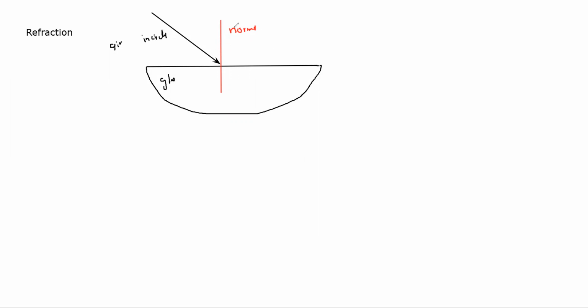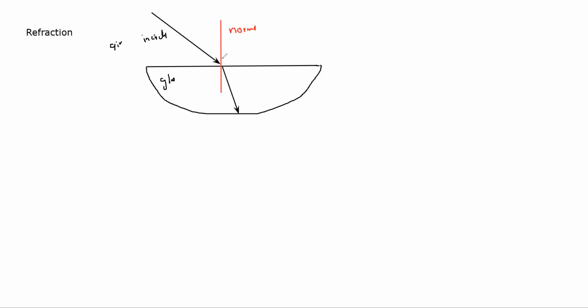What will happen when it moves from air to glass? The speed will increase or decrease? What will happen to the speed of the light when it enters from air to glass? It will decrease. The speed will decrease, it will slow down. So when the speed decreases, what do we observe? We observe it bends towards the normal.